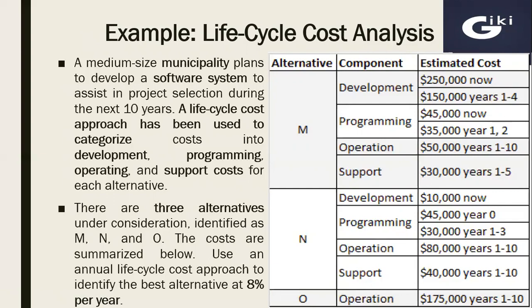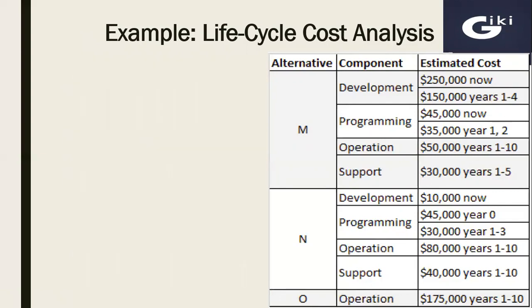And in case of alternative O, we have only one component, that is operations. And the estimated cost of operations for alternative O is $175,000 from year 1 to year 10. Now let's compare these alternatives on the basis of life cycle cost analysis.